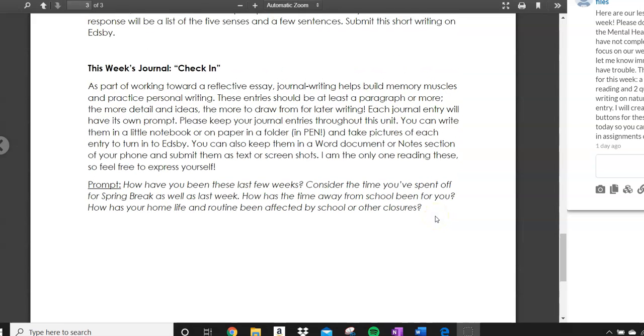So for example, if I were answering this, my routine has completely changed. I used to have to wake up at about 5 in the morning so I can get ready to leave. It would take me usually 30 to 40 minutes to get to work, and then I'd be at work early so I could get stuff done. So now lots of things have changed. So that would be something I might write about. But for you, write about however you have been affected.